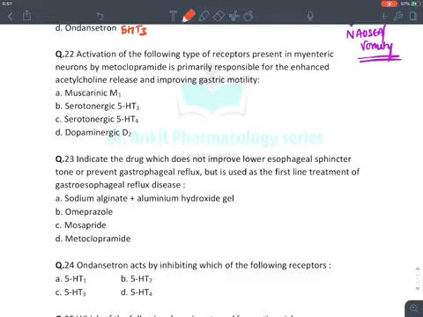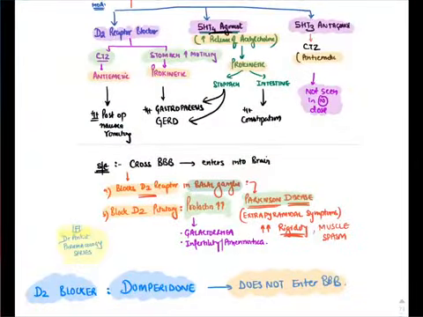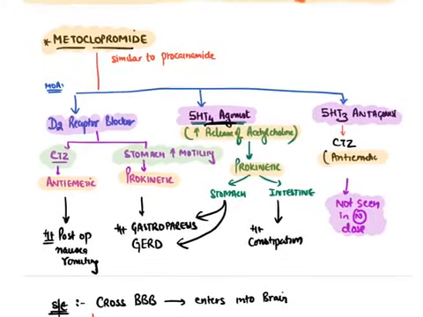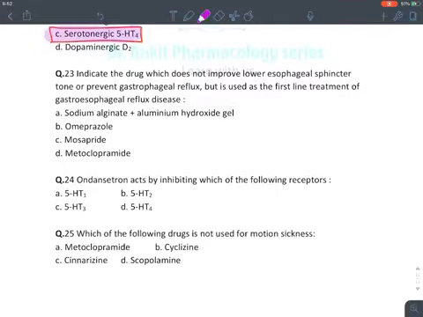Activation of which of the following receptors in myenteric neuron by metoclopramide is presently responsible for enhanced acetylcholine release? I think we have already discussed, that is 5-HT4 agonist property. So I'll show you that slide again. See this one. 5-HT4 releases acetylcholine which increases motility of intestine and stomach. So the answer out here is serotonergic 5-HT4 receptors.